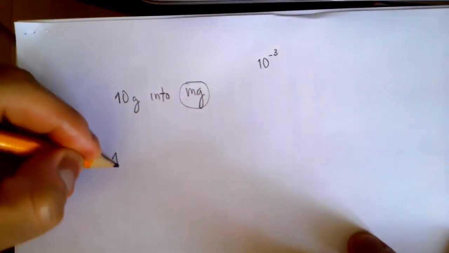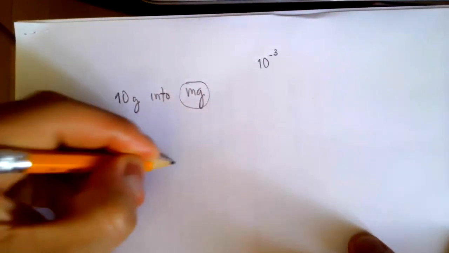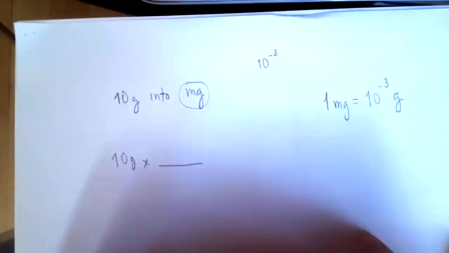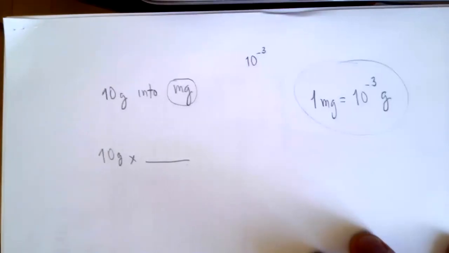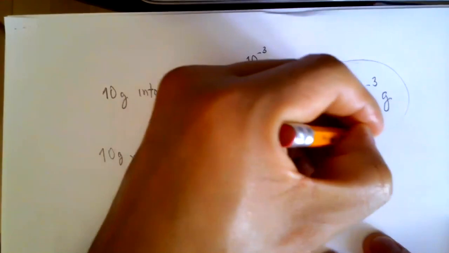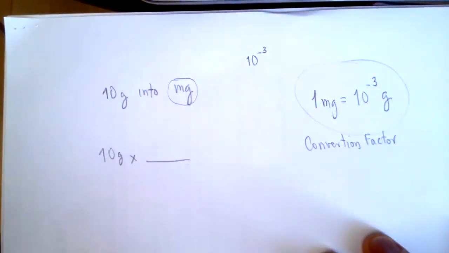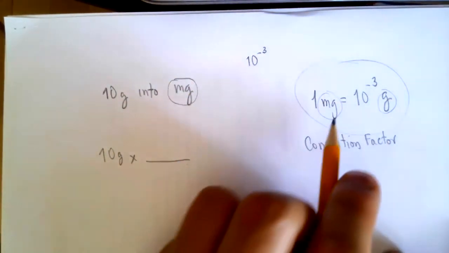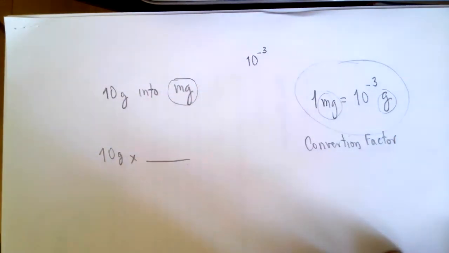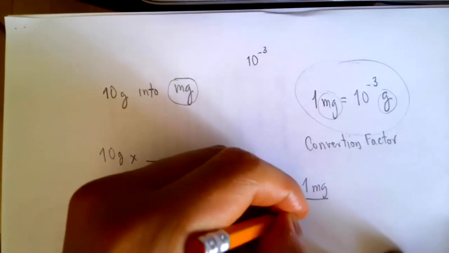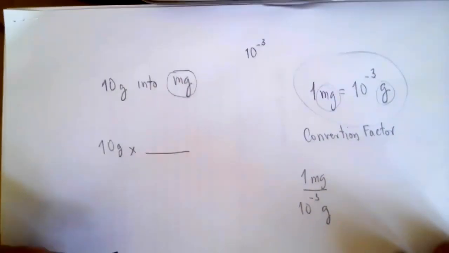So what I have to do is 10 grams times, I know that 1 milligram is equal to 10^-3 grams, right? So now I'm gonna take advantage of that, and then I will create what I call a conversion factor. A conversion factor is a factor that allows me to go from one unit to another unit. So in this case, I'm going to go from grams to milligrams. My conversion factor would be 1 milligram is 10^-3 grams. That's one way I can write it.